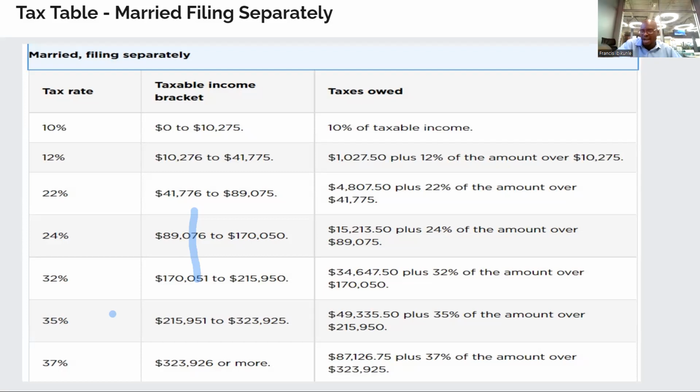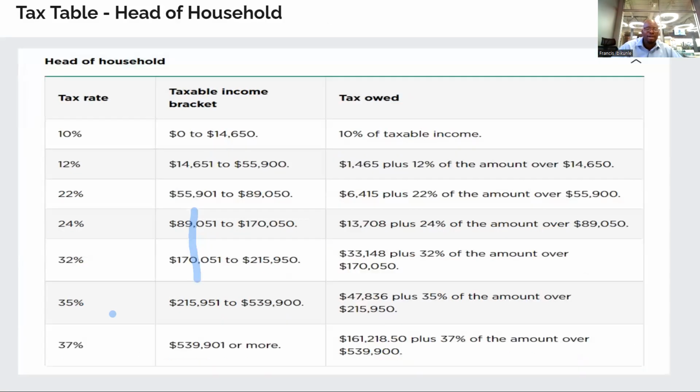But we can look at those formulas later. When you are head of household, the bracket is a little expanded, from 10,000 to about 14,000. That's the way it works, and then the same formula follows the same thing.